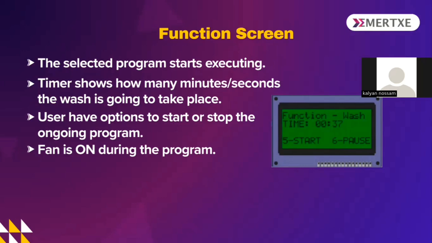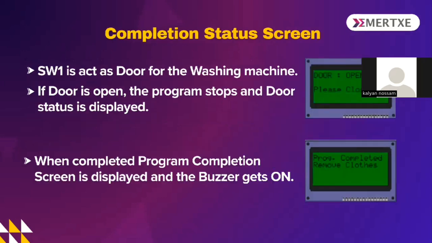For every type of mode, type of wash and selected water level, the time will vary. That means the time will be unique for different types of modes. For this particular wash, the time is 37 seconds, and it will start if we press switch 5 and pause if we press switch 6. After pressing switch 5, the timer will decrement from 37 seconds to 0 seconds. That is the washing period. After the washing period is completed, it will display program completed, remove your clothes.